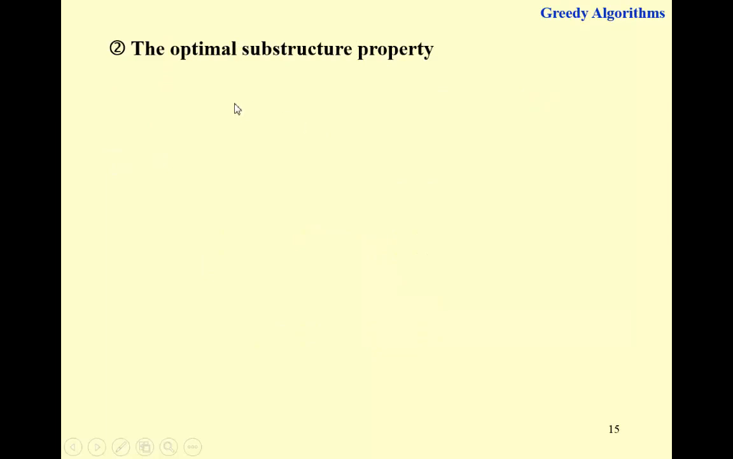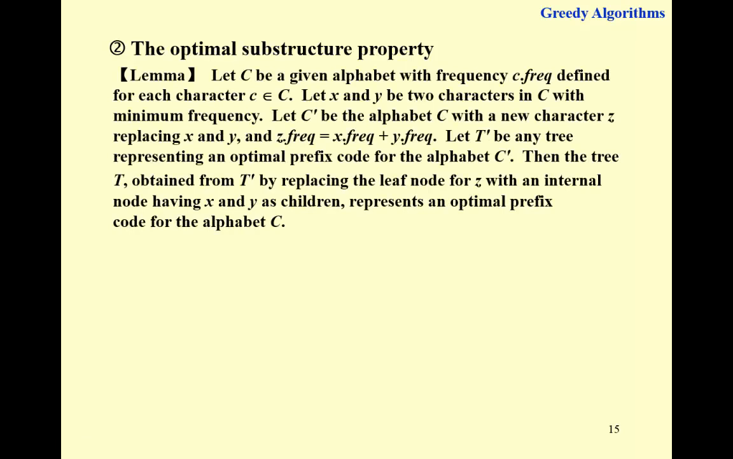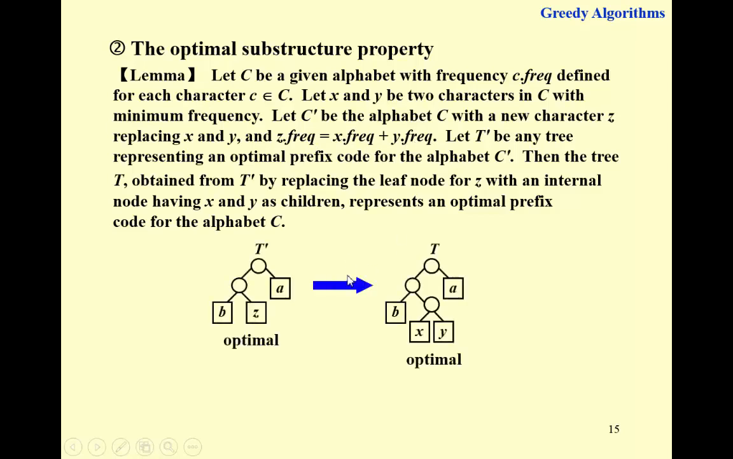And secondly, we must prove that greedy choice plus optimal substructure is equal to the optimal final solution. So here's the second lemma. Basically, C is the character and this is its frequency. And let C prime be the alphabet C with a new character Z replacing X and Y. And the frequency of Z is the sum of the frequencies of X and Y. And what does that mean? It means something like this. And we denote this tree by T prime.